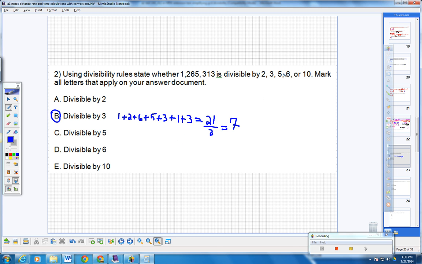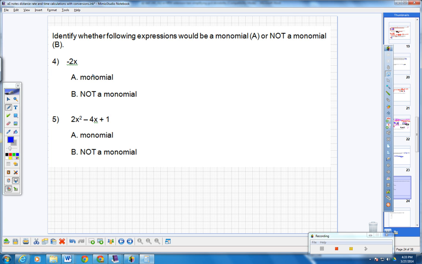I know it's not divisible by 5 because look at the last digit. The ones place does not have a 5 or a 0, so it's not divisible by 5. In order to be divisible by 6, it has to be divisible by both 2 and 3. And it is not divisible by 2, so that disqualifies 6. And then 10, in order to be divisible by 10, the last digit has to be a 0. So you know it's not divisible by 10. This is only divisible by 3. And this is a test question, by the way, for those of you wondering.